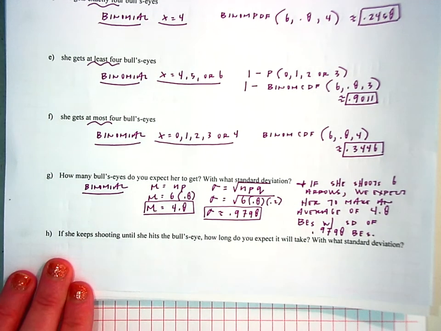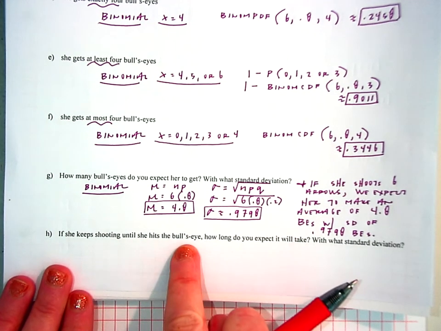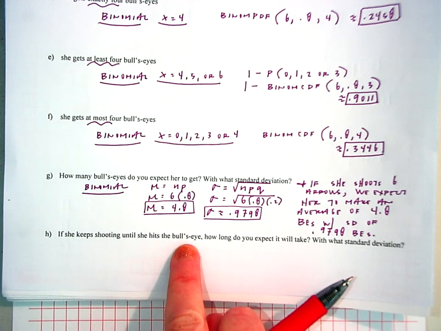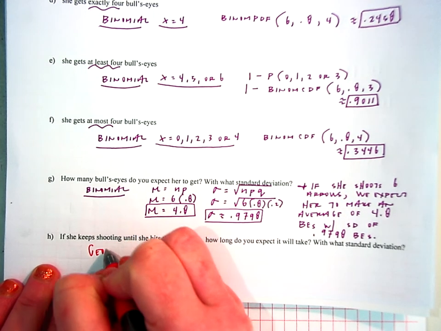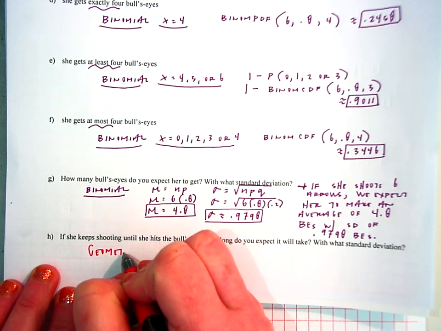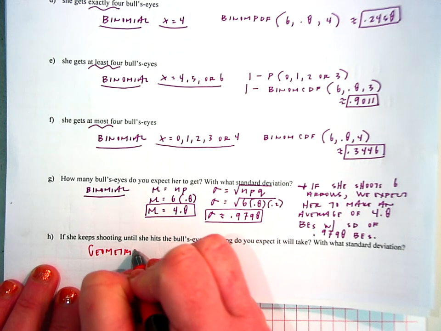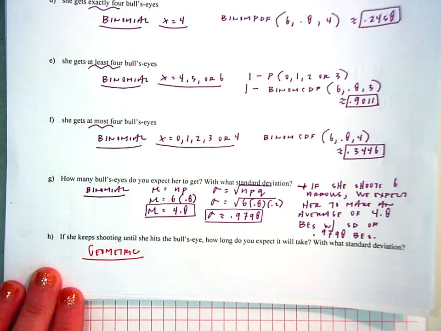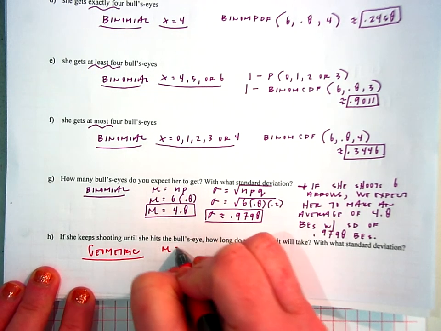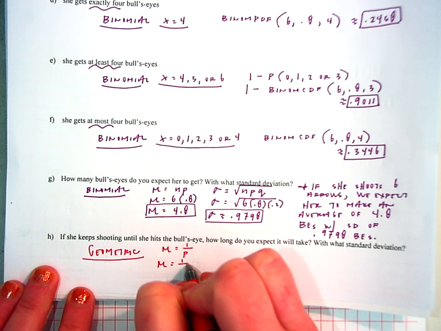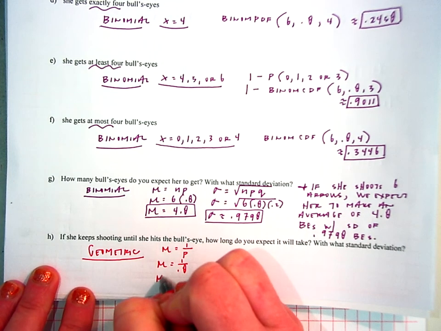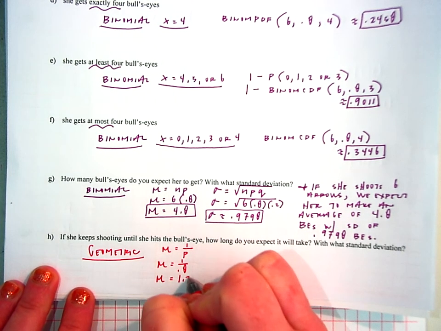And then for the last one, if she keeps shooting until she hits the bullseye, right, that language is telling us it's a geometric situation. We're saying, well, how long do we expect it to take, and with what standard deviation? All right, so here when it's geometric, my mean is 1 divided by p. So 1 divided by 0.8, my mean is exactly 1.25.